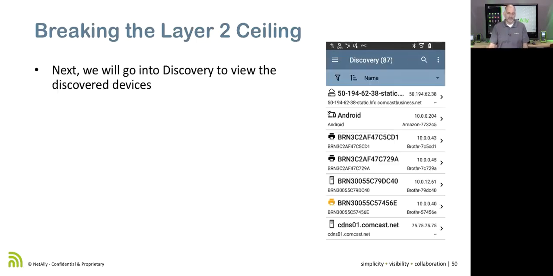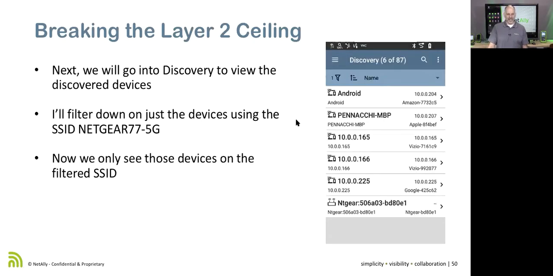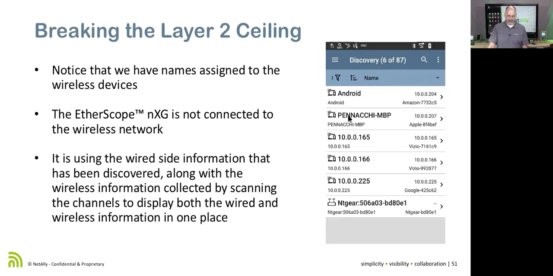So now if we go to discovery, and I were to say, show me the devices on Netgear 77 5G, then I were to come in and say, let's dig even deeper. There's my MacBook. It's important to note that we see names that go with the wireless devices, even though we're not connected to the wireless network. That's because we're using the wired side information.